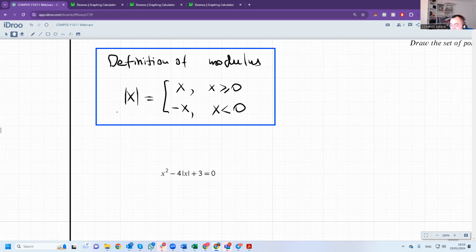Is modulus x different from x? Well, modulus x is x if x is positive, and modulus x is minus x if x is negative. That's it.